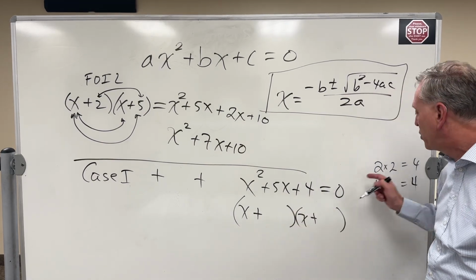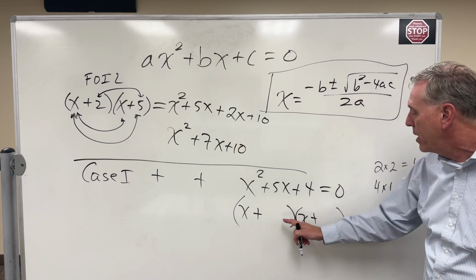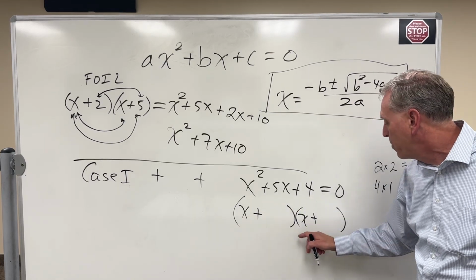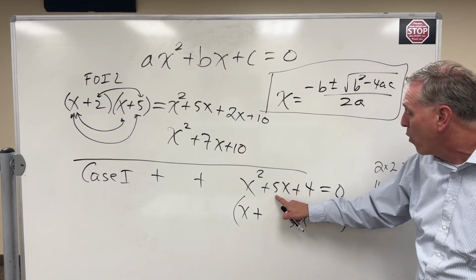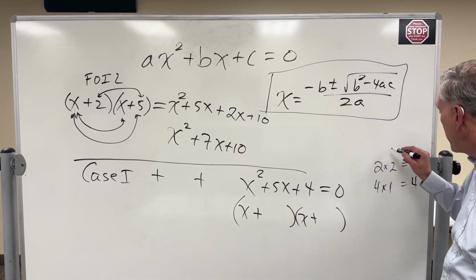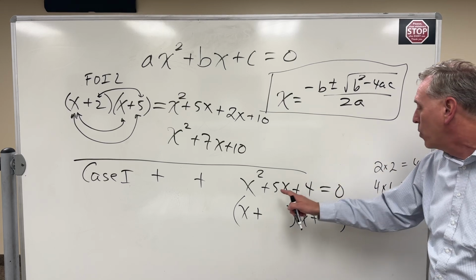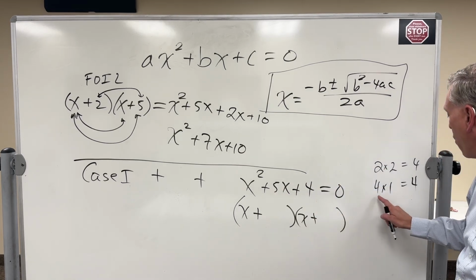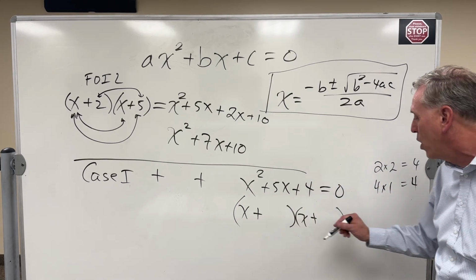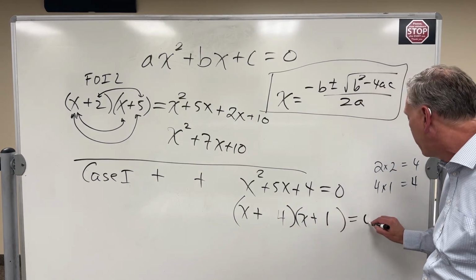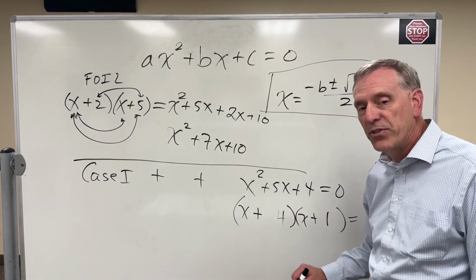If we had a 2 and a 2 and did FOIL on them, we would get 2x and 2x. We add those together and get 4x. We don't get 5. We need the sum of these to equal 5. 2 plus 2 equals 4, not 5. 4 times 1 equals 4, and 4 plus 1 is, in fact, equal to 5. So that's our factors. And now we've set them equal to 0.